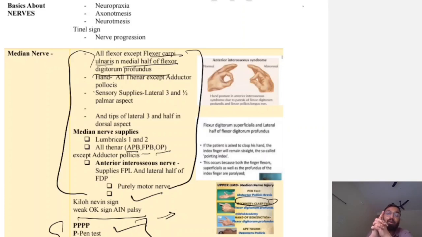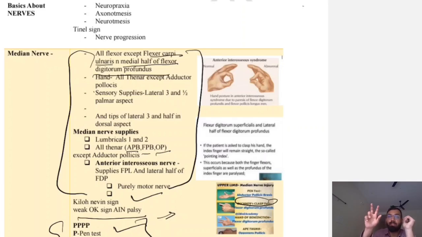Because flexor digitorum profundus of the first and second fingers is supplied by a branch of the median nerve, that is the anterior interosseous nerve. If the median nerve is injured, the patient is not able to flex the DIP joint, so his finger will be like this. Next is the pointing index sign. The patient is not able to flex the first and second fingers because FDP is paralyzed. Flexor digitorum profundus is inserted at DIP level, and its action is to flex the DIP joint, so the patient is not able to flex the DIP.